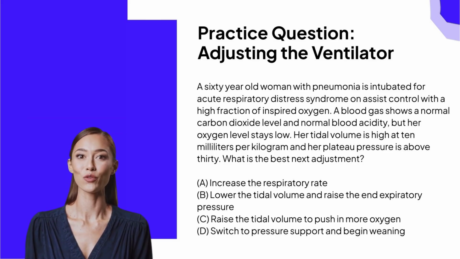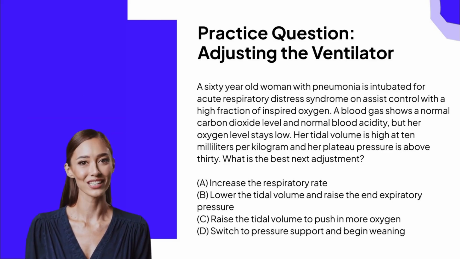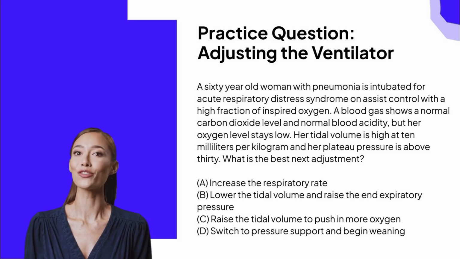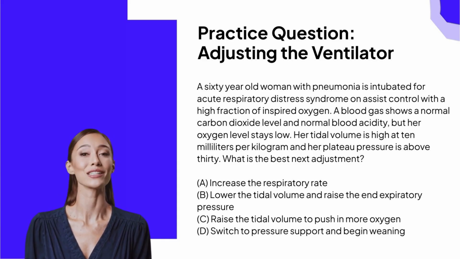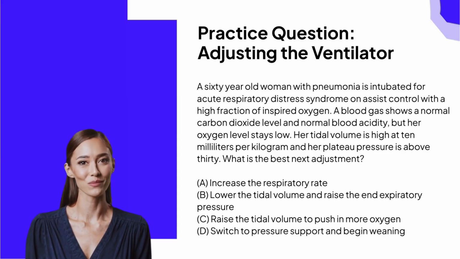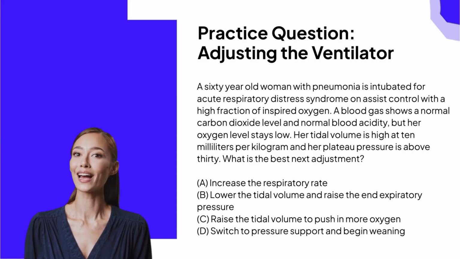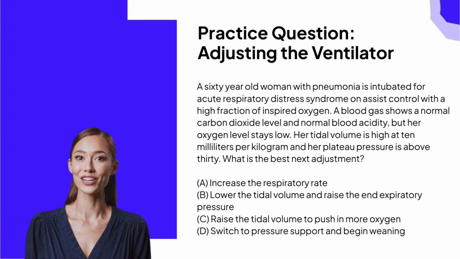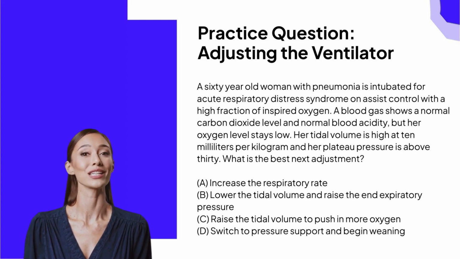Here is our second practice question, and this one tests how you adjust the ventilator. A 60-year-old woman with severe pneumonia is intubated for acute respiratory distress syndrome. She is on assist control with a high fraction of inspired oxygen. Now read the blood gas carefully, because it is doing the work for you. Her carbon dioxide level is normal and her blood acidity is normal, so ventilation is fine. The only problem is that her oxygen level stays low. On top of that, her tidal volume is set high at 10 milliliters per kilogram, and her plateau pressure is climbing above 30. The question asks for the next best adjustment.